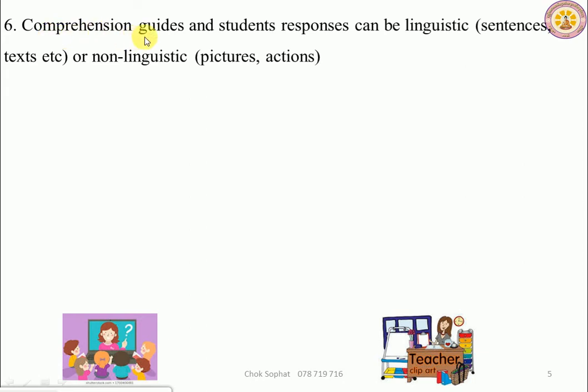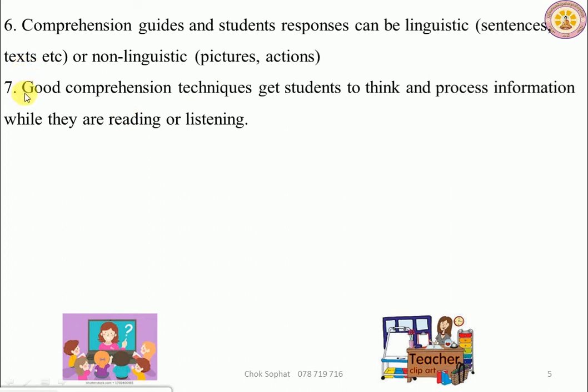Okay, number 6, comprehension guides and student responses can be linguistic. So the comprehension guide and the student response can be linguistic or non-linguistic. Linguistic refers to the student's response in sentences, or the comprehension guide in sentences or in text. Non-linguistic, for example, just shows pictures or actions. So the guide can be pictures or actions, and the response can also be a picture or an action.